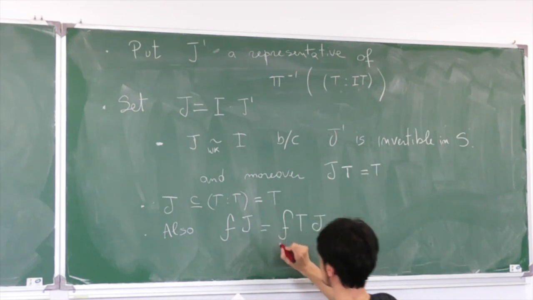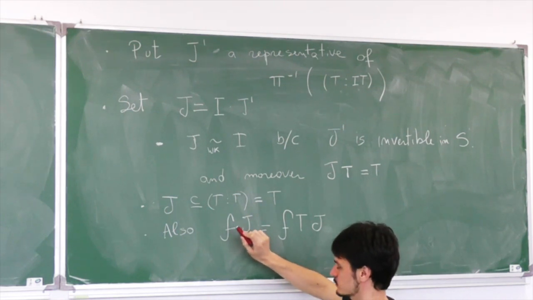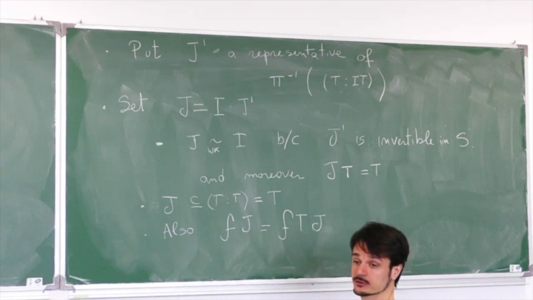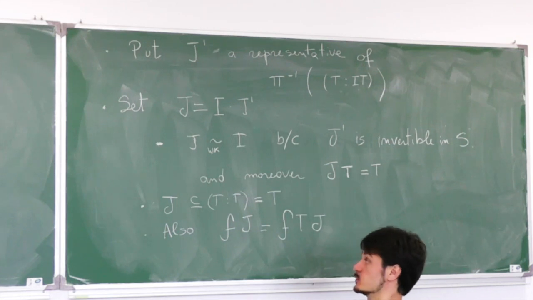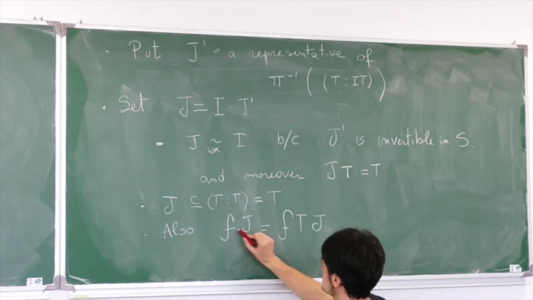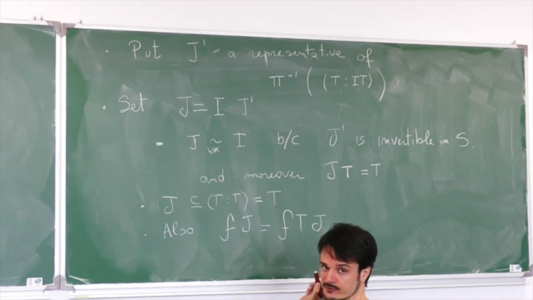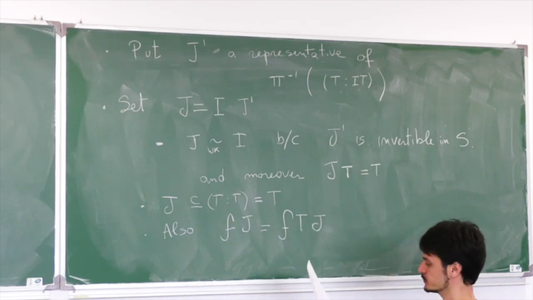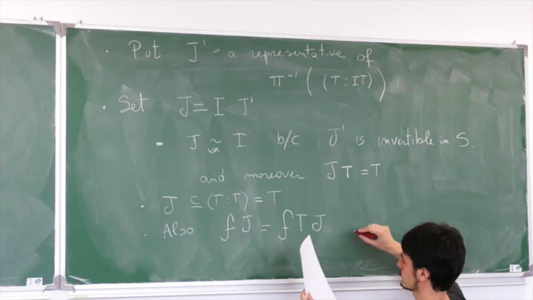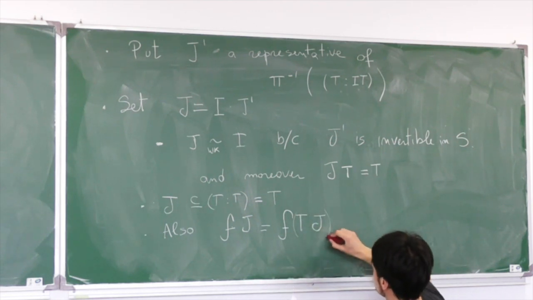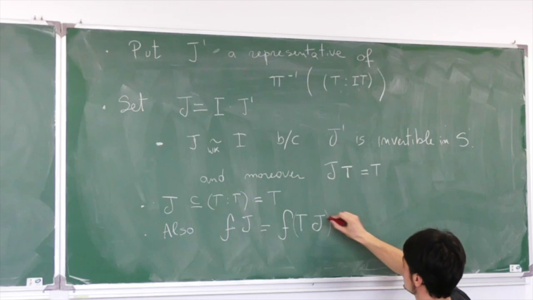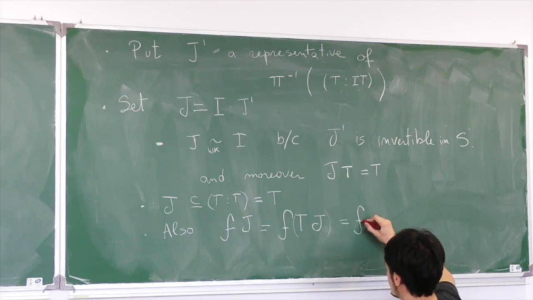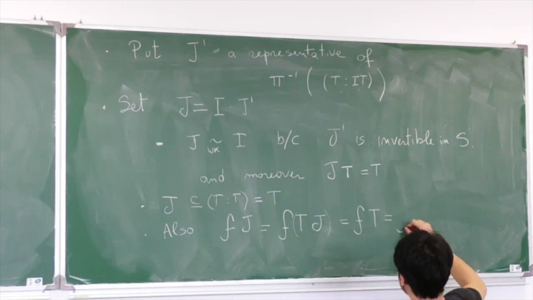So why is this the same? Because T is contained in a multiplicator ring of F. This is one of the assumptions that we had on this ideal F. So this means that F times T is equal to F. Okay? So we can add a T in the middle of this product. Now we put this thing together and we have just proved that this is equal to T. So we get F times T, and this is equal to F.